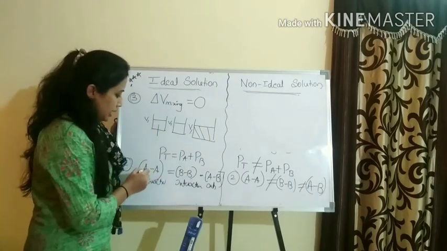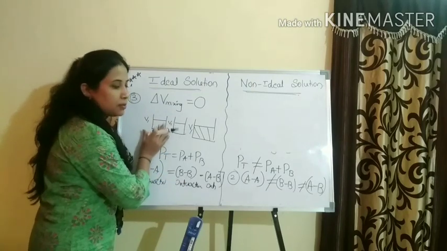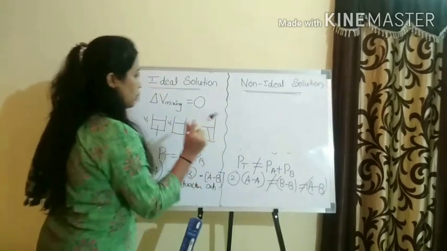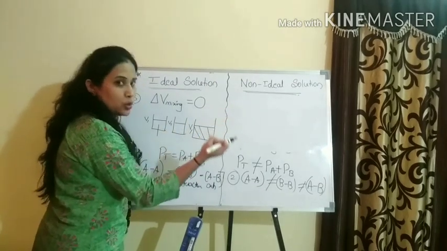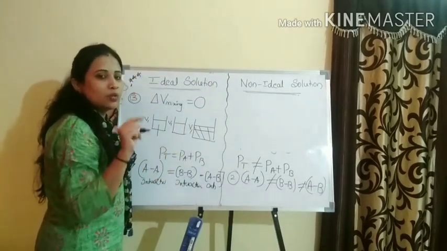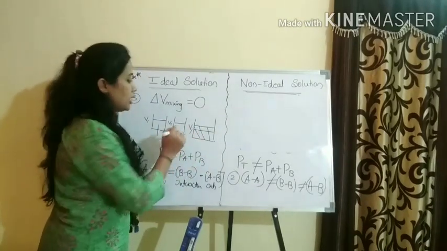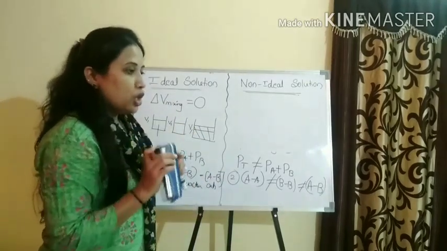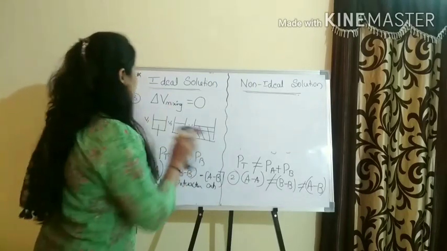That means if the AA interaction is equal to the BB interaction, the volume remains the same even when I mix. If the interaction would have been more, what might have happened here? They would be held together very near to each other, so the volume might have decreased. But here, the interaction even after mixing is the same. So the delta V upon mixing is equal to 0, meaning the volume remains constant even after mixing. A very simple concept.